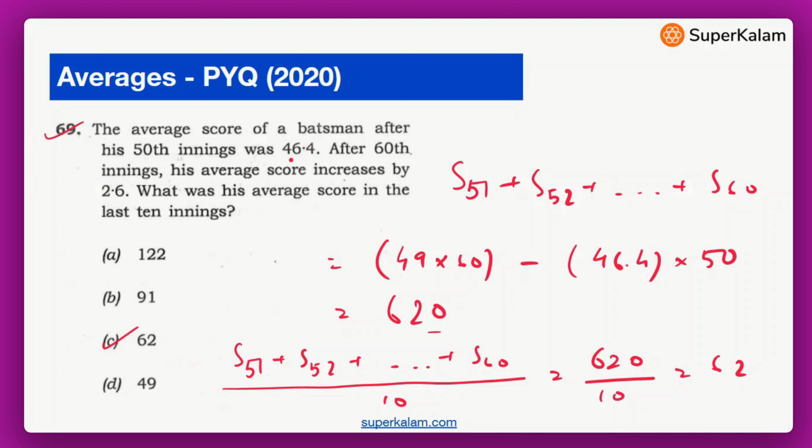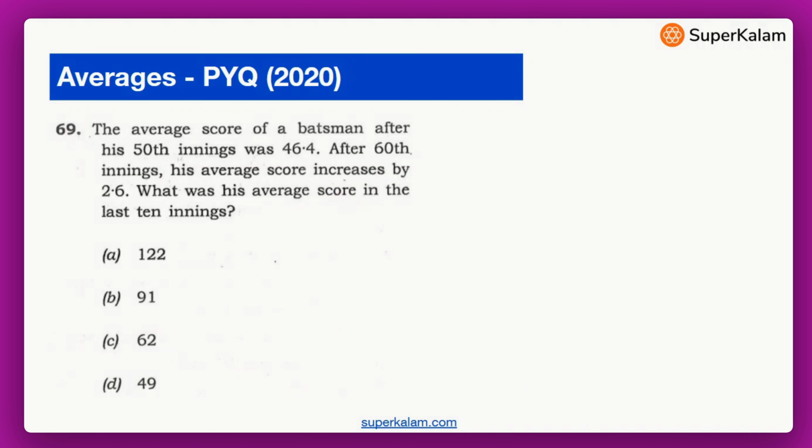Here we used the two statements and just played with them. We took the denominator, which here was 50, to the other side and multiplied it by the average. And again here also we took the denominator from the left hand side to the right hand side and multiplied it with the average, that was 49. Through this we calculated the sums of the scores in the innings, which are the last 10. So this is the method of doing such questions.